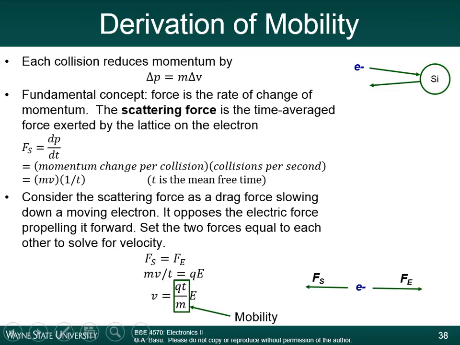Let's say the electron is colliding with the nucleus of a silicon atom. The electron collides and then it bounces off. We start with the assumption that whenever the electron collides, its momentum is reduced by this much. Remember, momentum is mass times velocity: P is equal to mv. If the velocity of the electron is in this direction, and the collision causes it to lose all of its momentum, then delta P is equal to mass times delta V. The mass of the electron stays the same, but it experiences a reduction in velocity. In our analysis, we're just assuming that this velocity drops to zero. So each collision reduces the momentum by m times delta V, and we call that delta P.